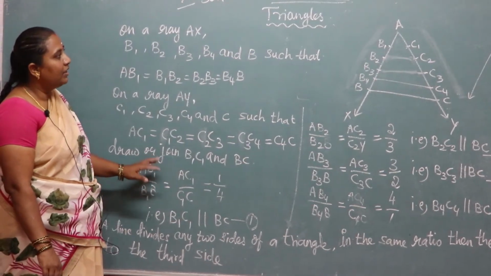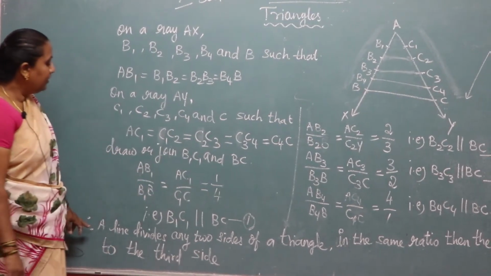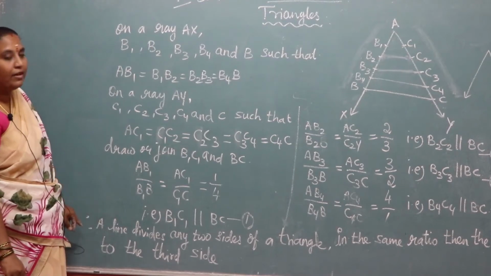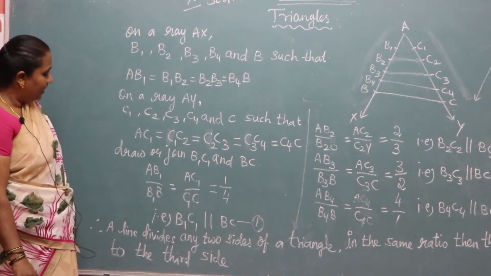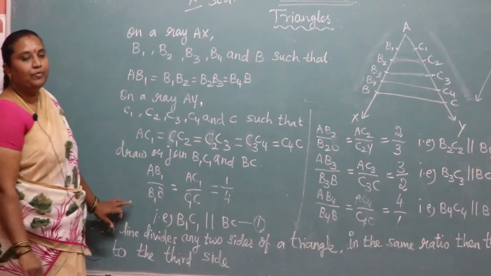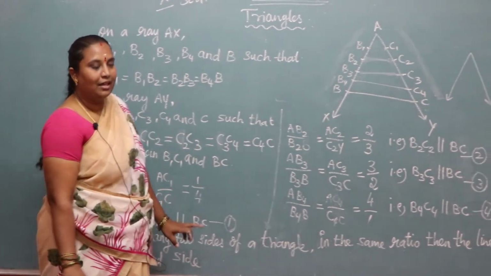By this activity we can conclude that if a line divides any 2 sides of a triangle in the same ratio, then the line is parallel to the third side. Understood children? Okay, thank you.